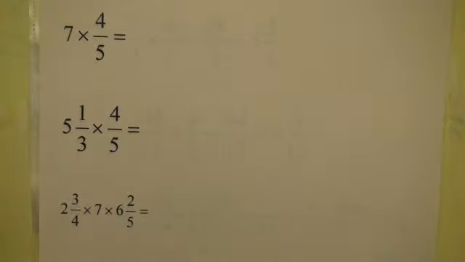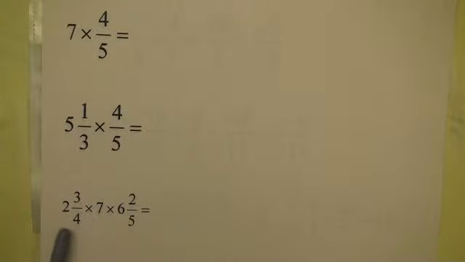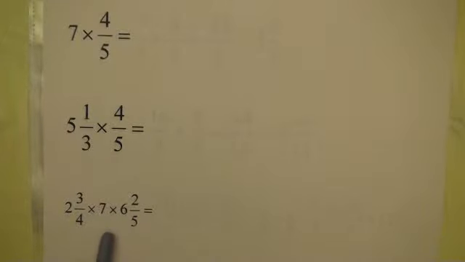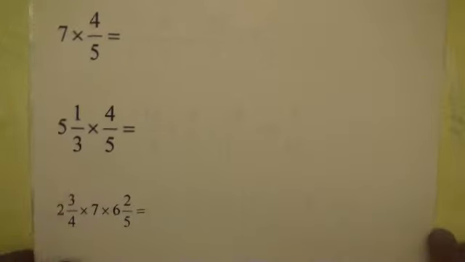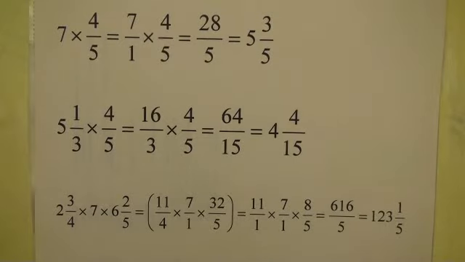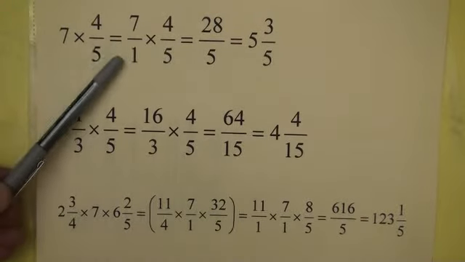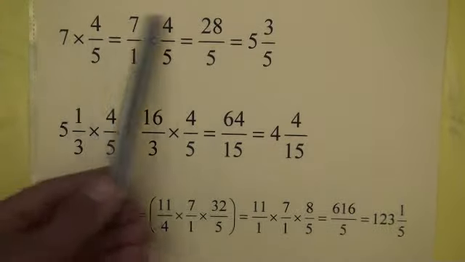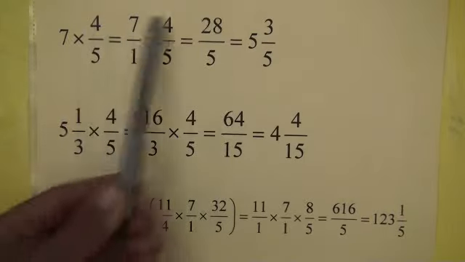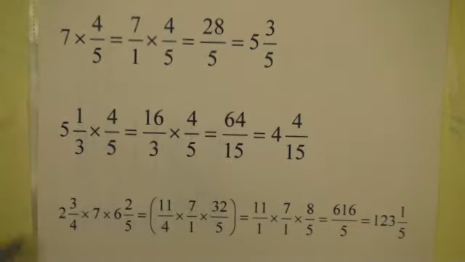given different circumstances. Now we have a whole number times 4/5. We have a mixed number times 4/5, and then we have 3 fractions, or actually 3 numbers being multiplied together. It's not really a fraction, although you can call it 7/1. Let's see how all 3 of these shake down. 7 times 4/5 gives us 7/1 times 4/5. You see, 7 is the same thing as 7 divided by 1. So you can just rewrite this so that you can go ahead and multiply across. So 28/5 is 5 3/5.